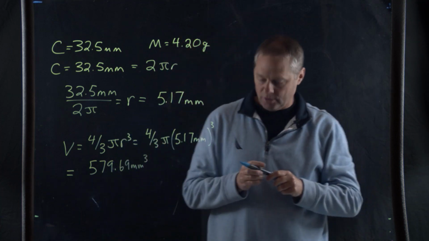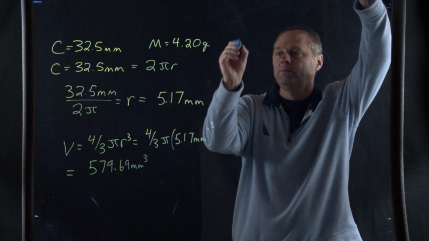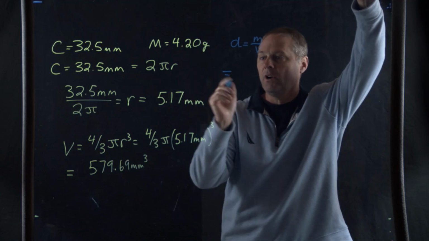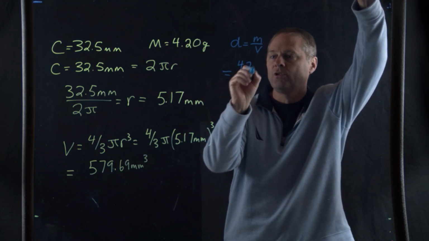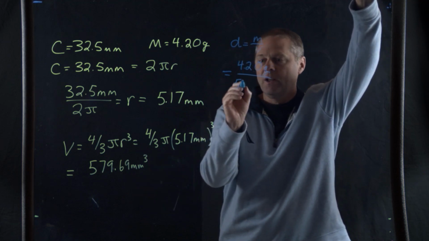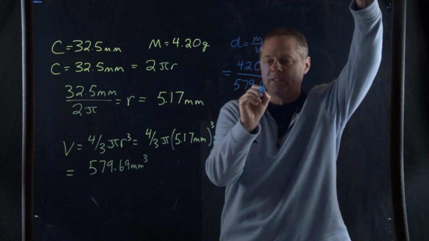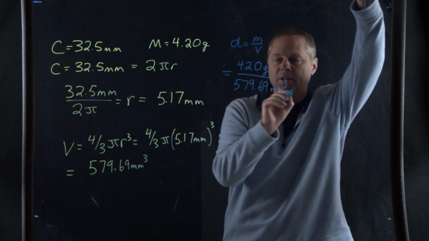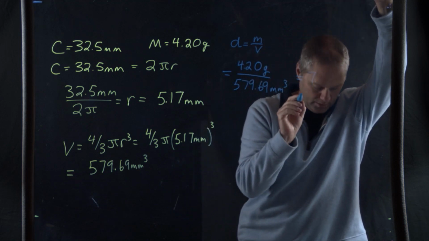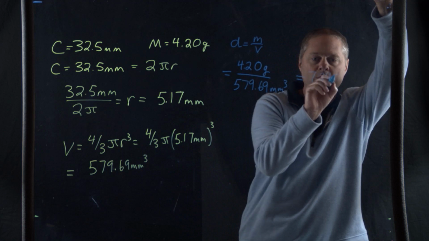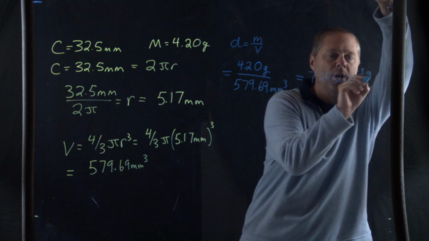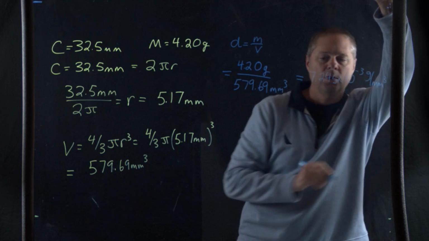Now we need to find the density of this. And I'll use the blue marker for that. Density is equal to mass over volume. Our mass is 4.20 grams divided by the volume, which is 579.69 cubic millimeters. We do this arithmetic, and what we'll end up getting is 7.245 times 10 to the negative 3 grams per cubic millimeter.